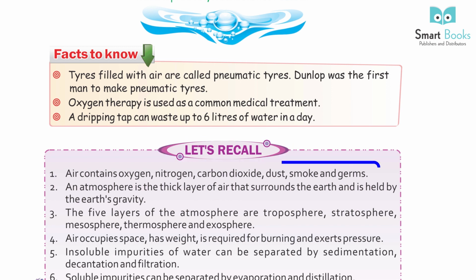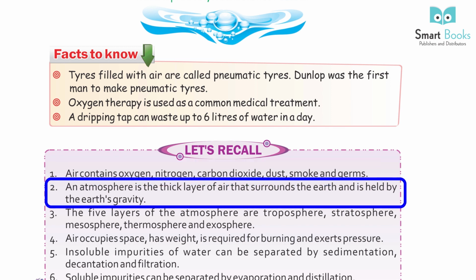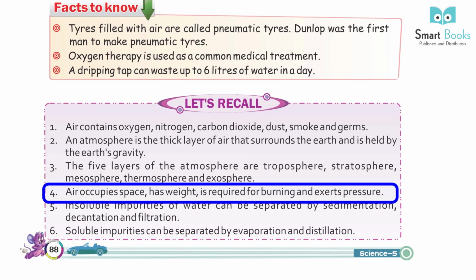Let's recall. 1. Air contains oxygen, nitrogen, carbon dioxide, dust, smoke and germs. 2. An atmosphere is a thick layer of air that surrounds the earth and is held by the earth's gravity. 3. The 5 layers of the atmosphere are troposphere, stratosphere, mesosphere, thermosphere and exosphere. 4. Air occupies space, is required for burning and exerts pressure.